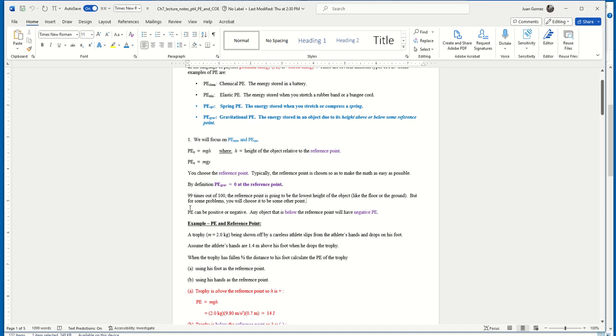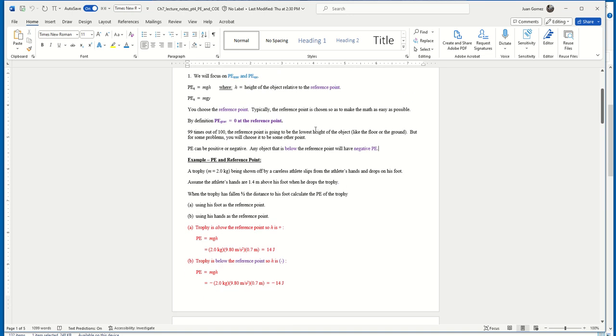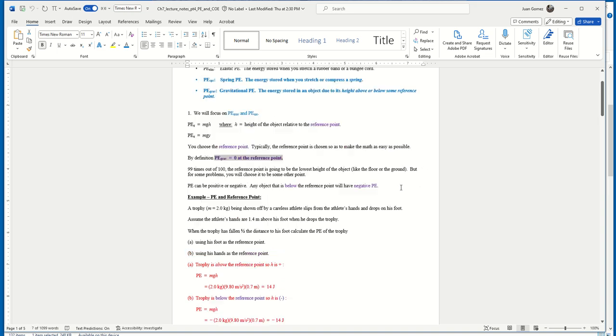But again, gravitational potential energy can be positive or negative. Any object that is below the reference point will have a negative potential energy. And again, you choose it, and basically you want to choose it such that the math comes out as easy as possible. But it doesn't matter. It's simply a mathematical tool. Physically, you're not changing the problem. You're just designating the reference point, the point at which the gravitational potential energy is 0.